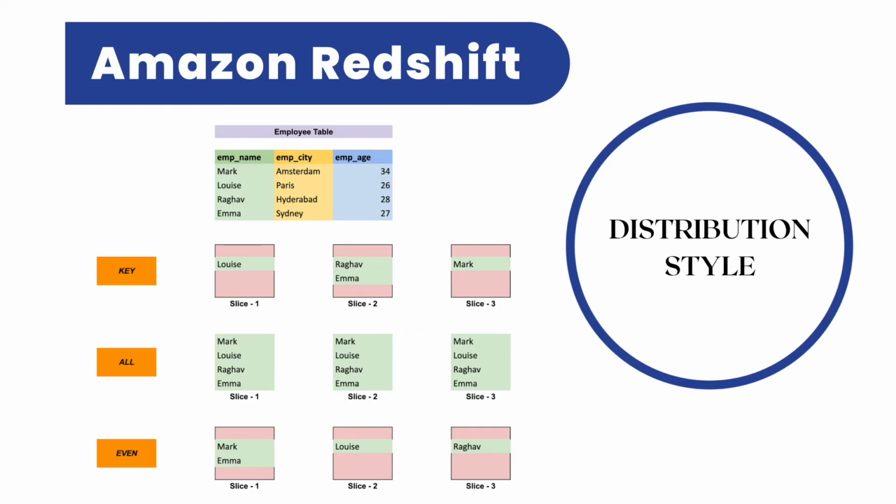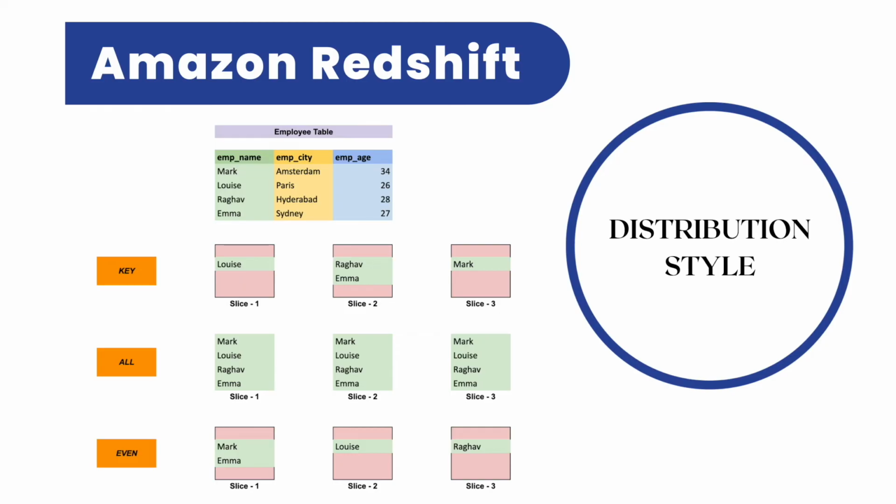So let's start with the distribution key style. In the distribution key style, the user defines a column in the table as the distribution key. The column values go through a hashing algorithm, and then it is determined which slice will hold that row. Since it's a distributed system, one row may go to slice 1, the other row may go to slice 2, and the third row may go to slice 3. Which slice will hold which rows is determined using the distribution style. The user has to select a single column which will act as the distribution key.